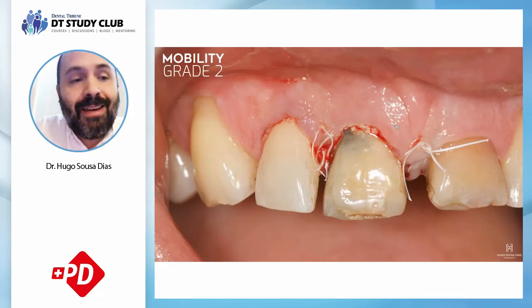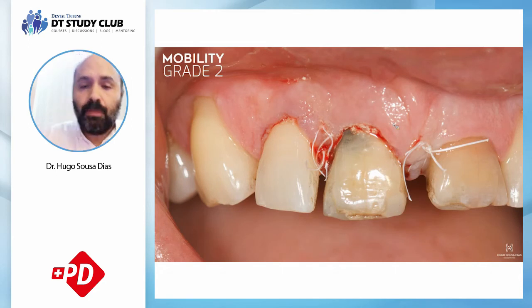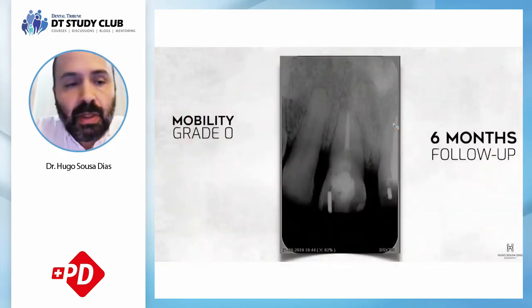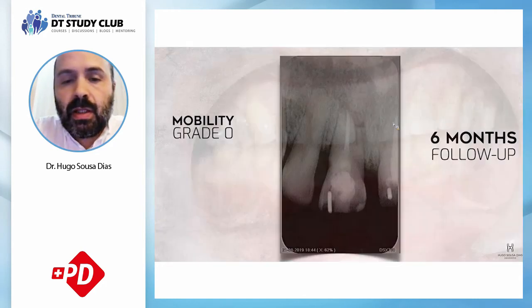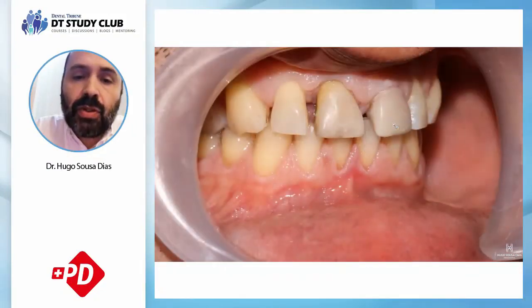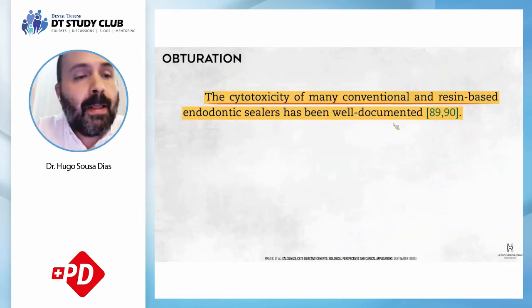In this situation, I have the mobility of the tooth grade 2, and here, 6 months follow-up, mobility grade 0, physiologic mobility, and final restoration. And I can keep the tooth in the mouth of the patient without problems in this way.